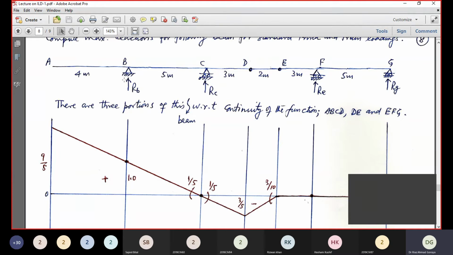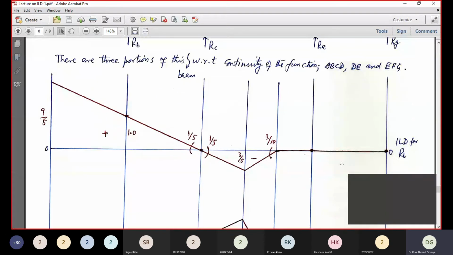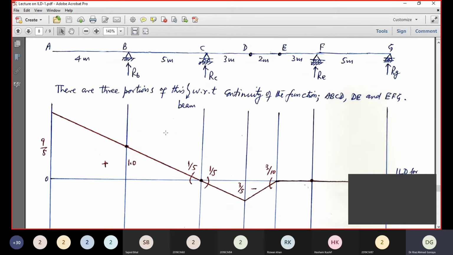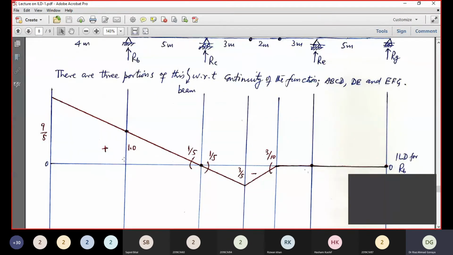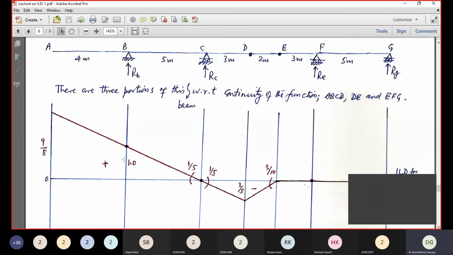First you only have to mark the points. 1 at B, 0 at all other supports. Here also 0, here also 0, here also 0, here 1. This is the first step of the work. You have marked the points, or you have given a unit displacement at point B and 0 at all other supports. Now the only thing is how to join these points with a straight line.